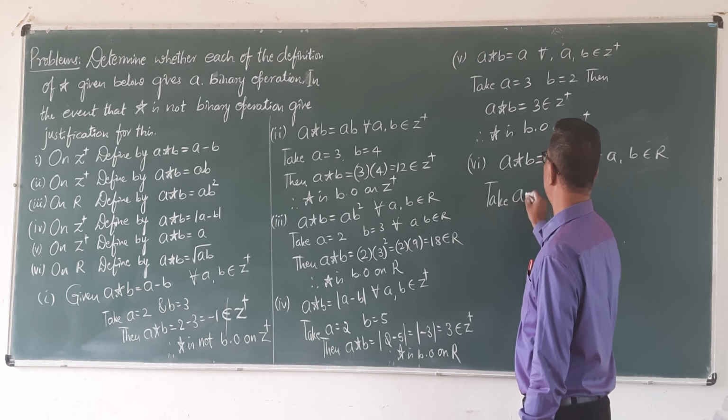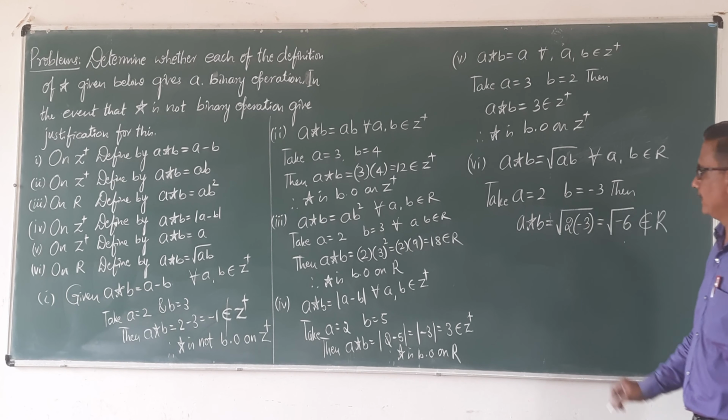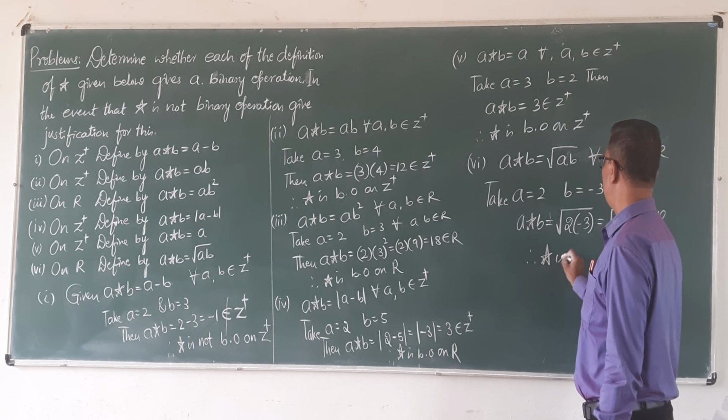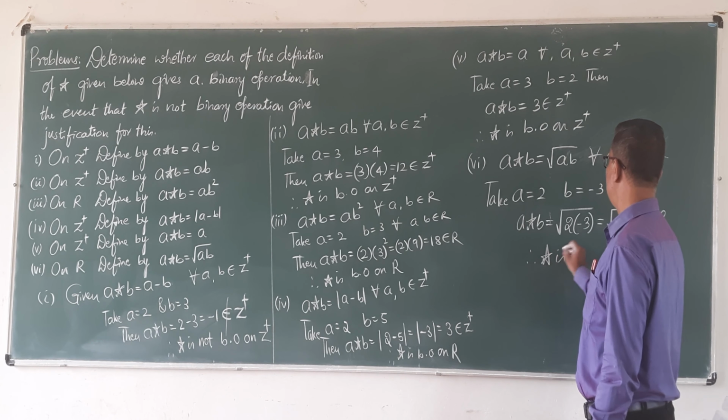Take a value 2, b value minus 3, because minus 3 is also a real number. Then a star b is equal to square root of ab. A value 2, b value minus 3, that is root of 2 into minus 3, root minus 6. Is root minus 6 a real number? No, it does not belong to real numbers. Therefore, star is not a binary operation on the set of real numbers. Suppose the root is not there, it is a binary operation.